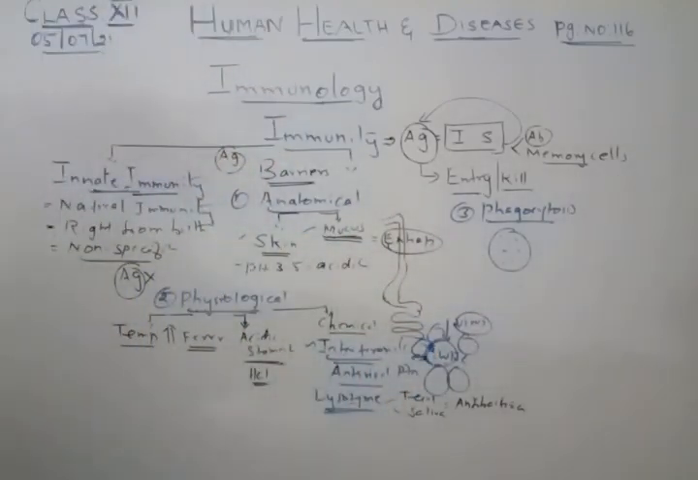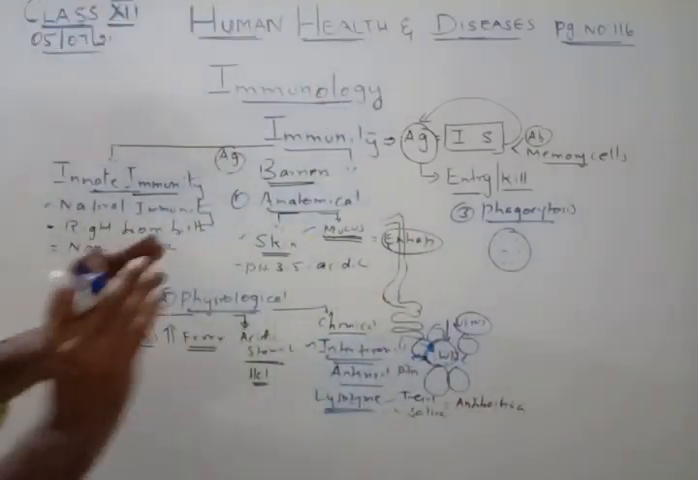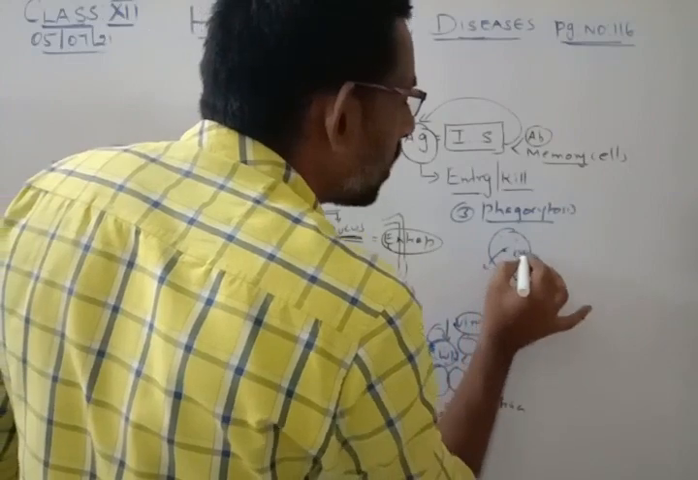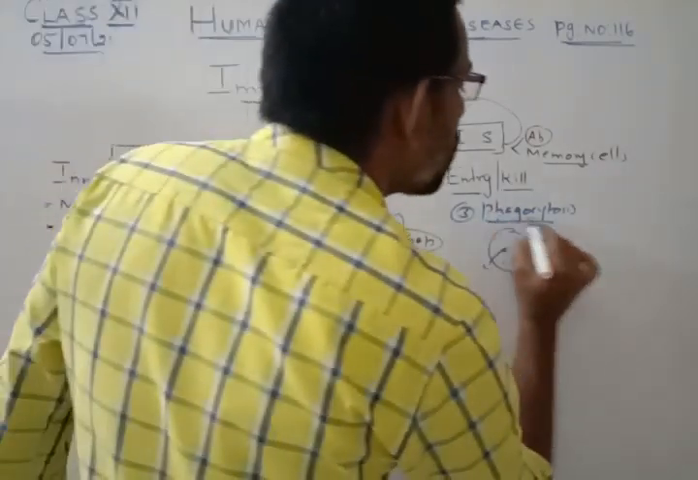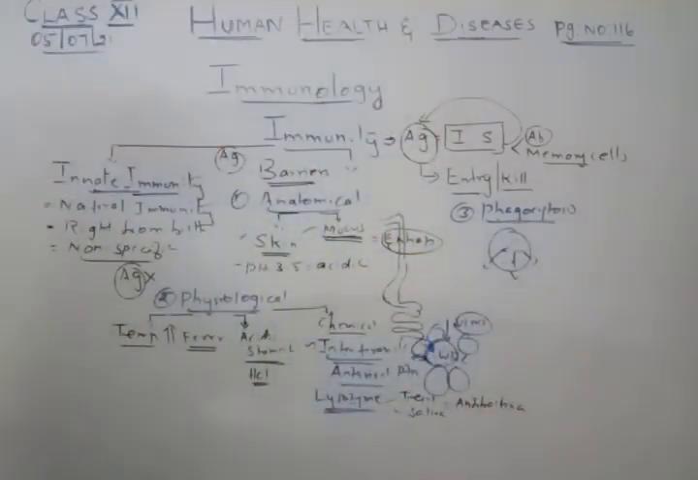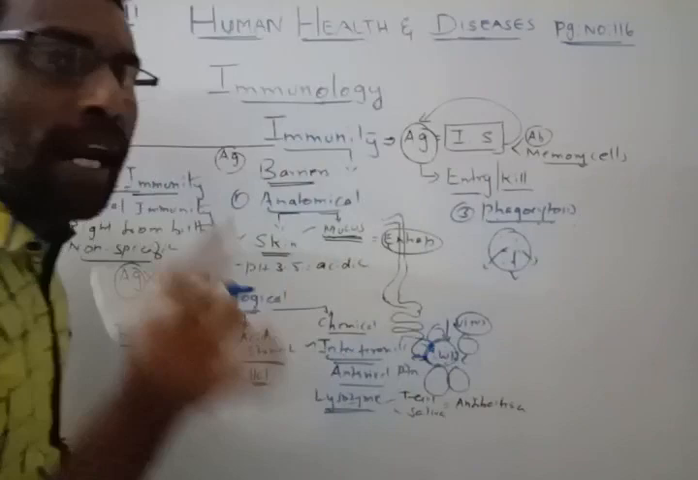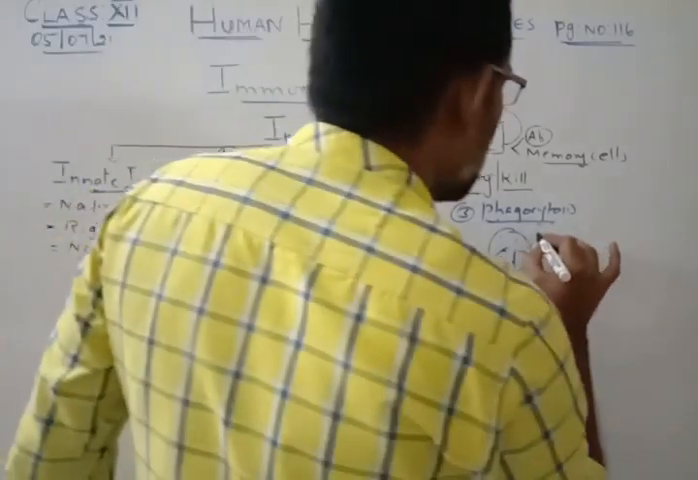Okay. Now, when this cell is infected, this antigen should not pass to the nearby cells. So it is being prevented. What is happening is phagocytosis taking place. Phago means eating. Who is eating? Cytosis, cell. A cell is eating. There are certain cells in the body, like macrophages.